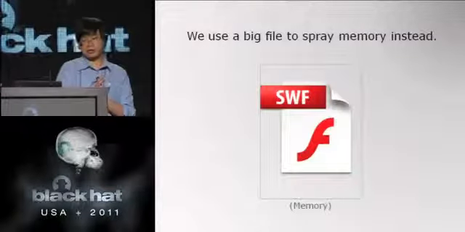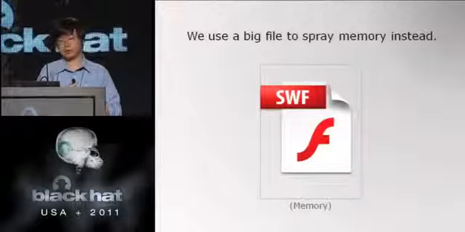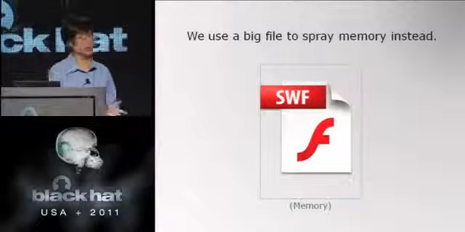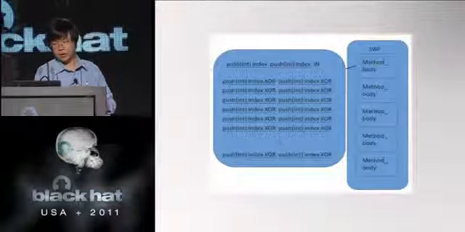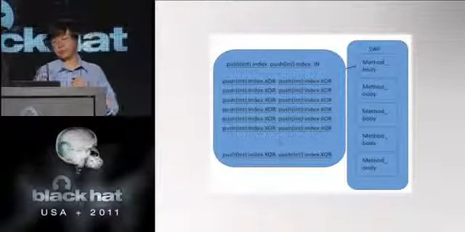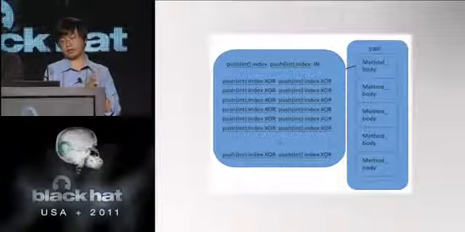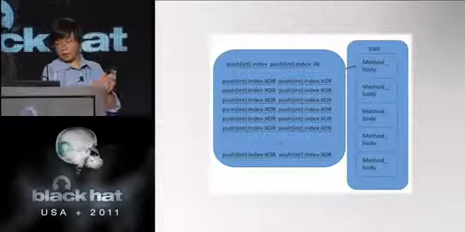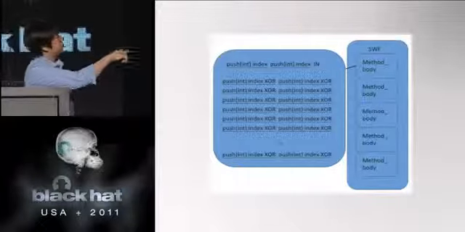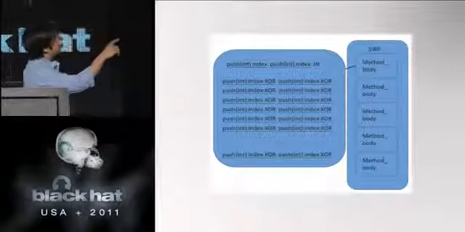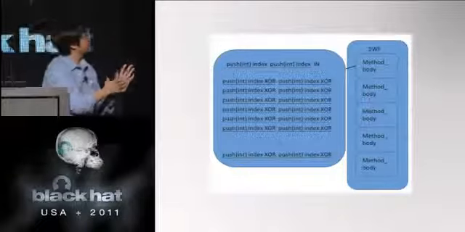So, in order to have better continuity, instead of repeatedly reloading another flash file, we use one big file to do spraying. This picture shows how we make the spraying file. We make a lot of method body sections in a flash file directly. As you can see, the right-hand side is the flash file and it includes a lot of method bodies, and each method body includes a lot of XOR instructions. We use this way to spray the memory.